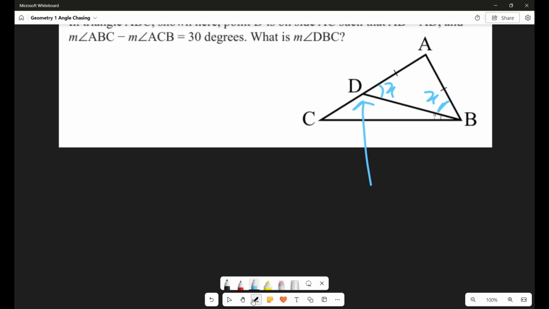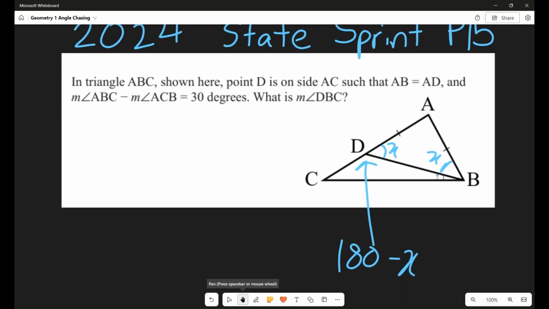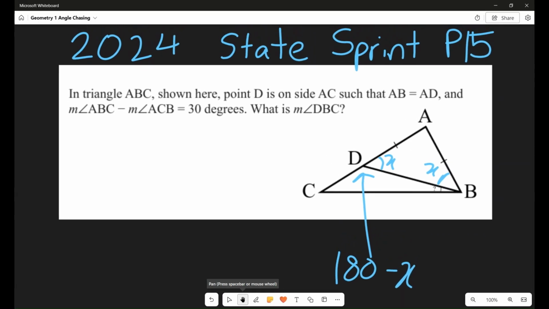Let's write that down here. 180 minus X. Now we're stuck again. We don't know what to do. We can't make any more progress from here. So let's look back at the question and what we want to find. They're asking for the angle DBC. So let's assign another variable to DBC. And let's call that Y.